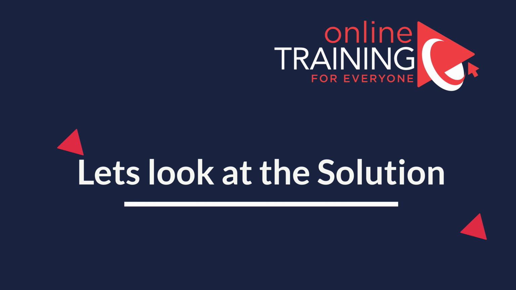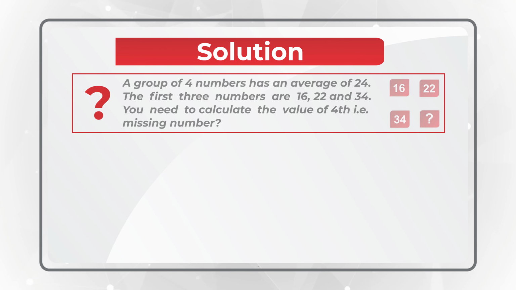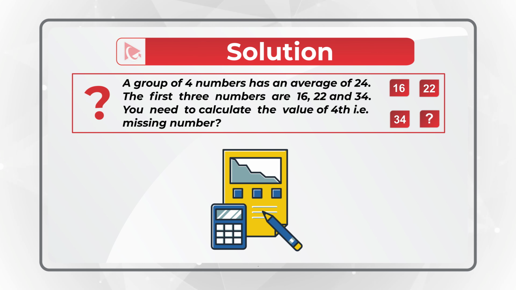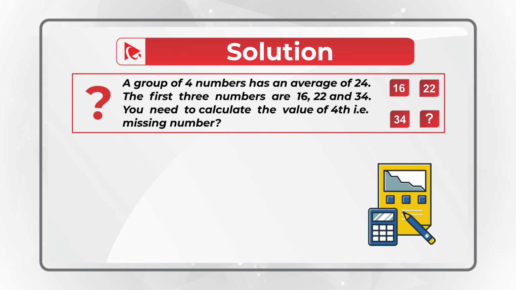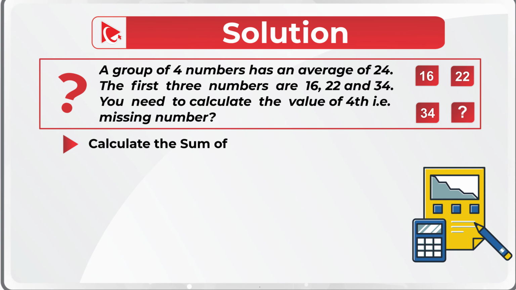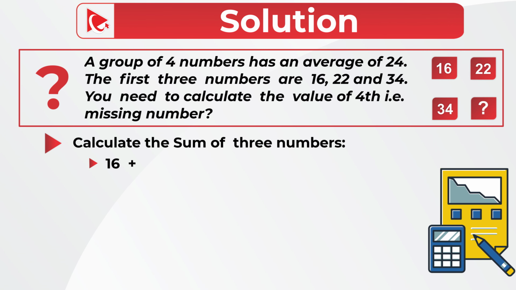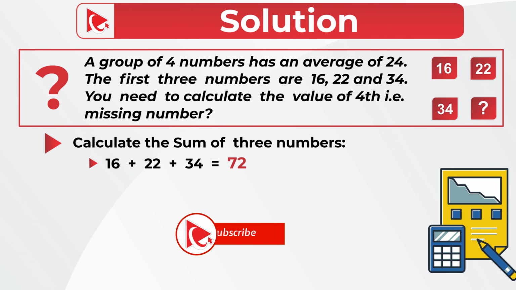Obviously, to solve it, you can plug in one of the 4 solutions instead of the missing number, and calculate the average to see which one is correct. But we're going to take a different route. In the first step, we're going to calculate the sum of 3 existing numbers. 16 plus 24 plus 34 equals 72.